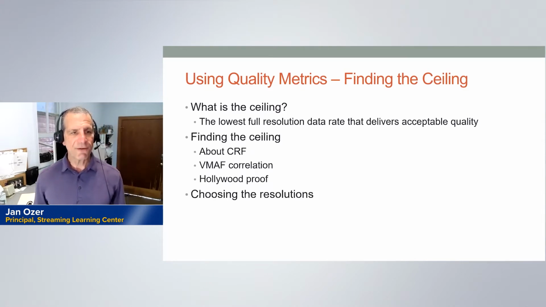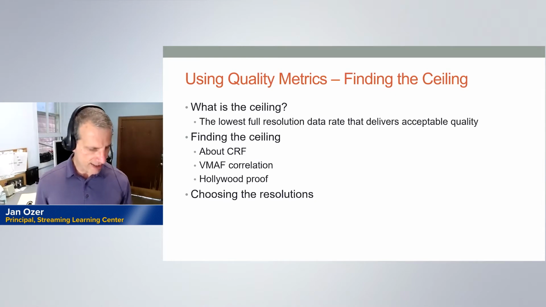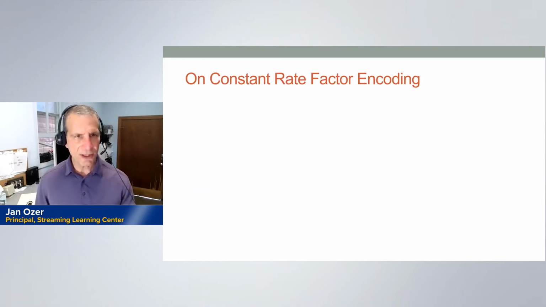When I find the ceiling, I first use a technology called CRF, then I get confirmation from VMAF, and we'll look at Hollywood proof as well. And once we figure out the ceiling, it becomes a simple matter to choose the rungs and choose their data rates. So what is constant rate factor encoding?